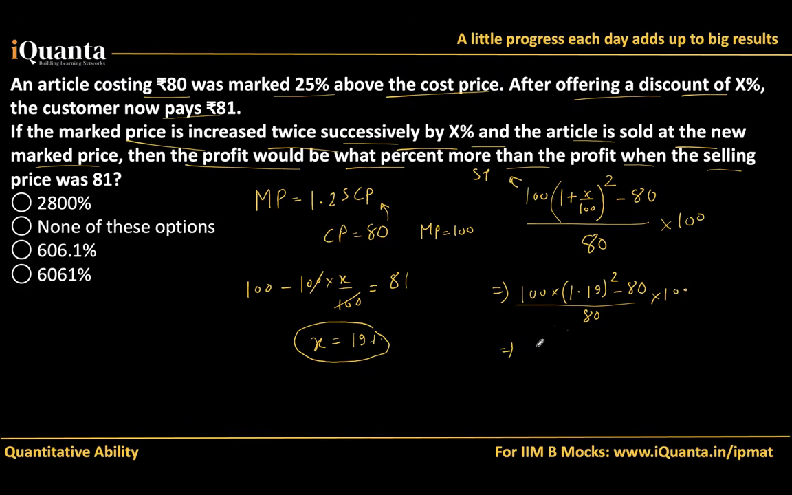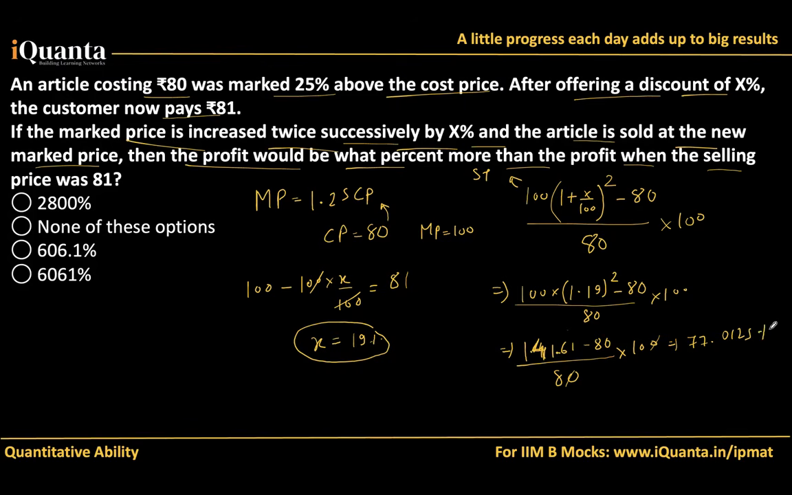100 into 1.19 square approximately becomes 141.61. Okay. Minus 80, because we have 100 multiplied as well, divided by 80 into 100. Okay. And that gives you approximately what? That gives you somewhere around 77.0125. So this is where you have to use the on-screen calculator, okay?